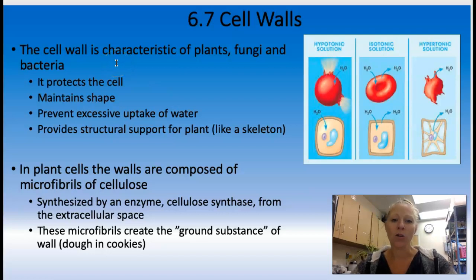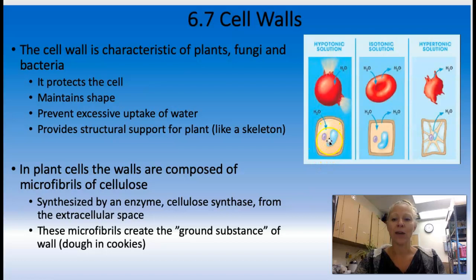So cell walls are characteristic of plants, of fungi, and of bacteria. They all have different types of cell walls, so today we're going to talk about plant cell walls. If you remember from earlier biology classes, plant cell walls are used to give the plant structure. Humans have a skeleton that allows us to grow and gives us structure. Well, plants don't have that skeleton, but they do have these cell walls.